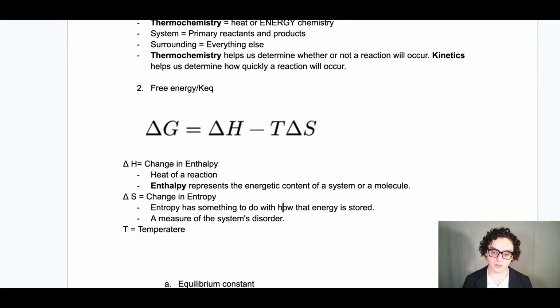The change in entropy describes how disorganized that system is becoming from where it starts. Is it becoming more organized or is it becoming less organized? Delta S is telling us the answer to that question. And now we have temperature. Temperature is a measure of the average kinetic energy in the molecules of a system. Temperature in this equation is measured in Kelvin.